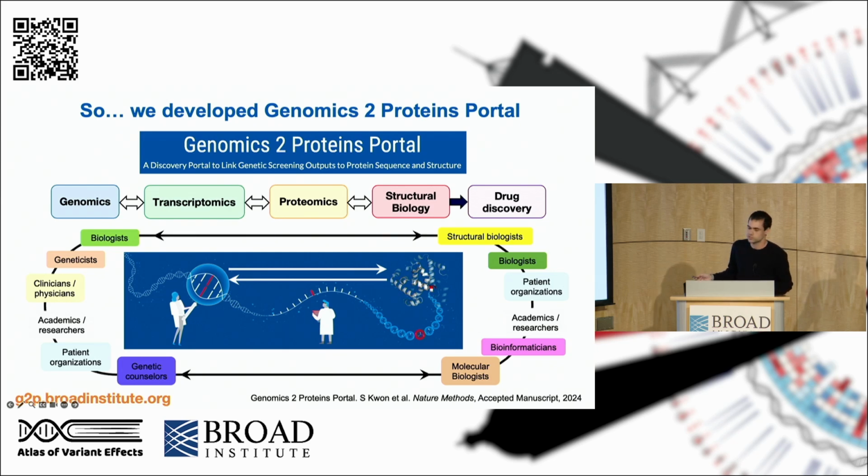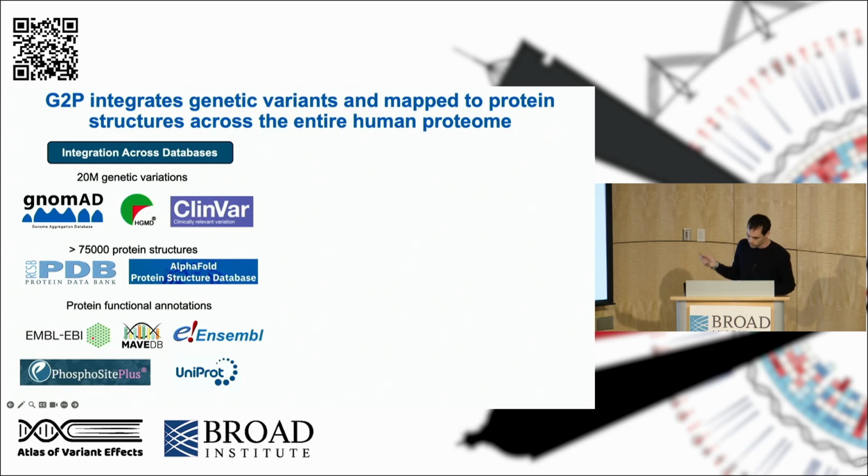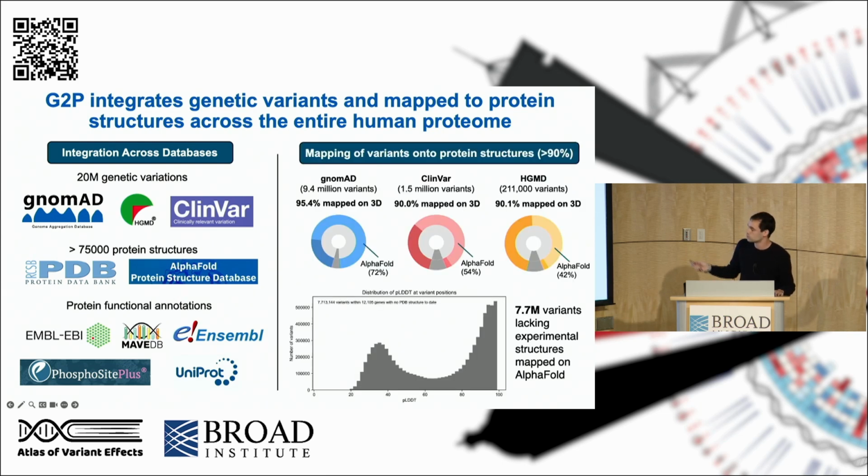So how did we construct the portal? We went through a large number of databases, including genomic, proteomic, transcriptomic, and protein structure databases. Just by including AlphaFold, we saw a substantial increase in our ability to map variants over to structure. From AlphaFold alone, we mapped over 7 million additional variants to residues that didn't have experimental structures. And now let's go through how we could actually use the portal.